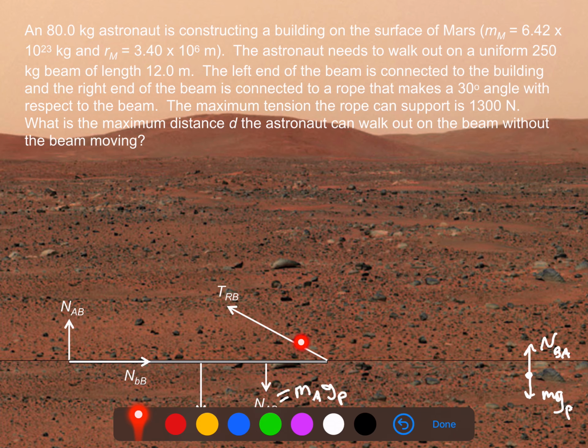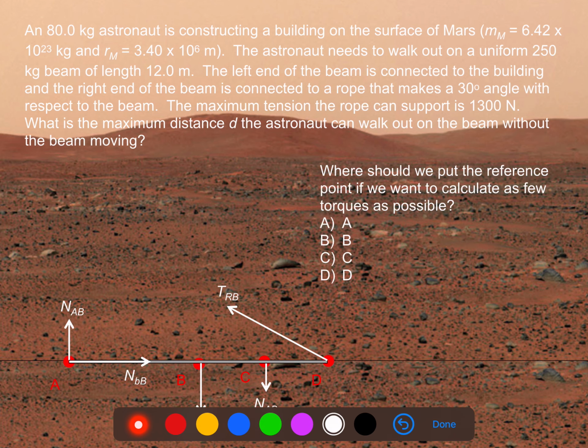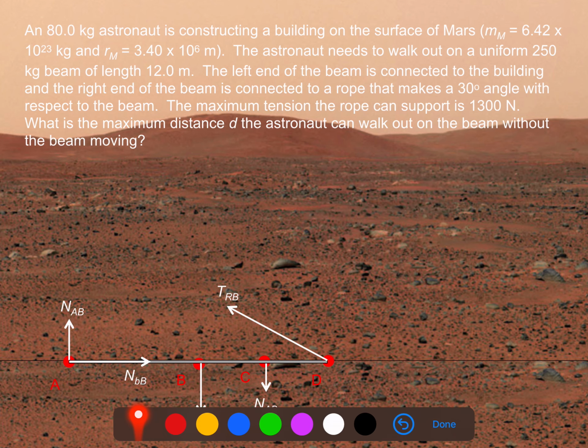And finally, we've got the tension of the rope, and remember that this is at a 30-degree angle according to the problem statement. Okay, so that's our entire extended free body diagram. And remember that when we are in static equilibrium and we want to add up the torques, we want to choose a reference point that will allow us to simplify our calculations if possible. So out of these possible reference points to put our rotational axis at, which should we use? Well, the answer to that should clearly be A, since with A, neither of these normal forces will have a non-zero lever arm, so they will not contribute to the torques whenever I sum up the torques for this static equilibrium problem.